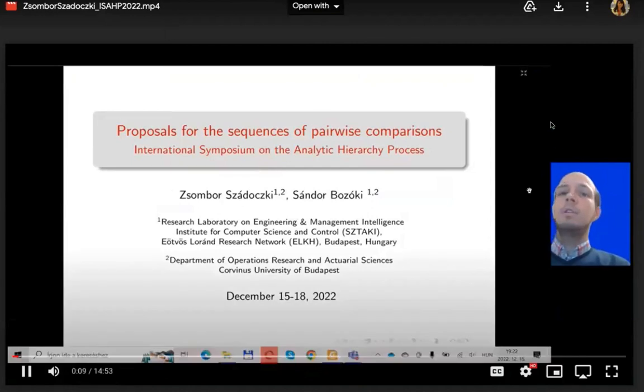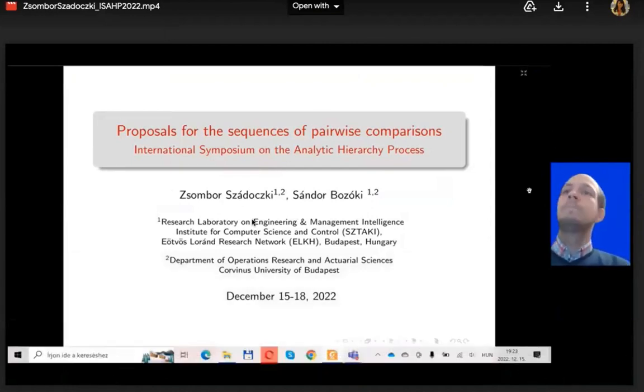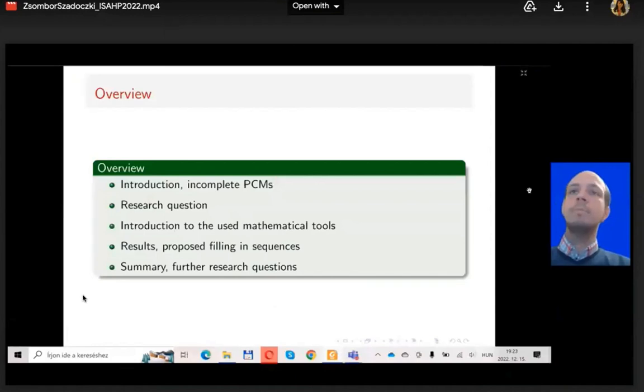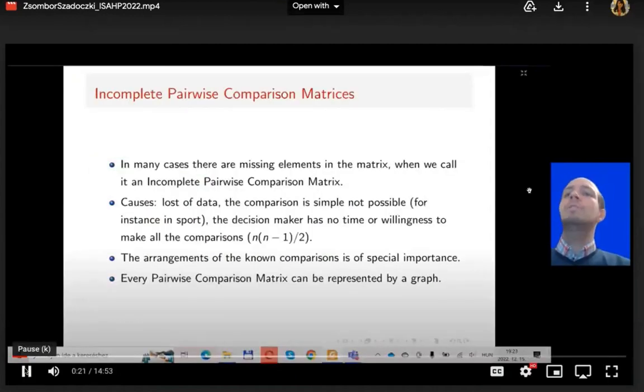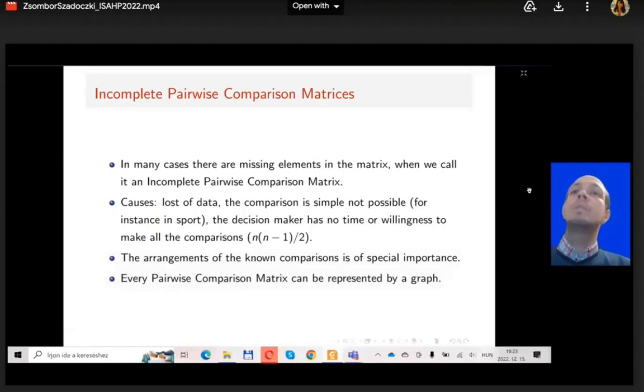Today, I will talk about our joint research with Sándor, my supervisor, in which we are proposing sequences of pairwise comparisons. This is the outline of the presentation. So, our starting point is incomplete pairwise comparison matrices.